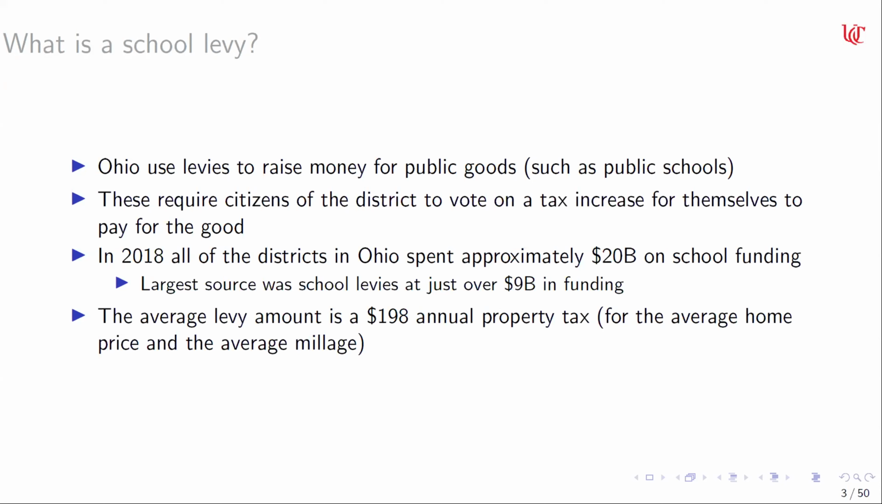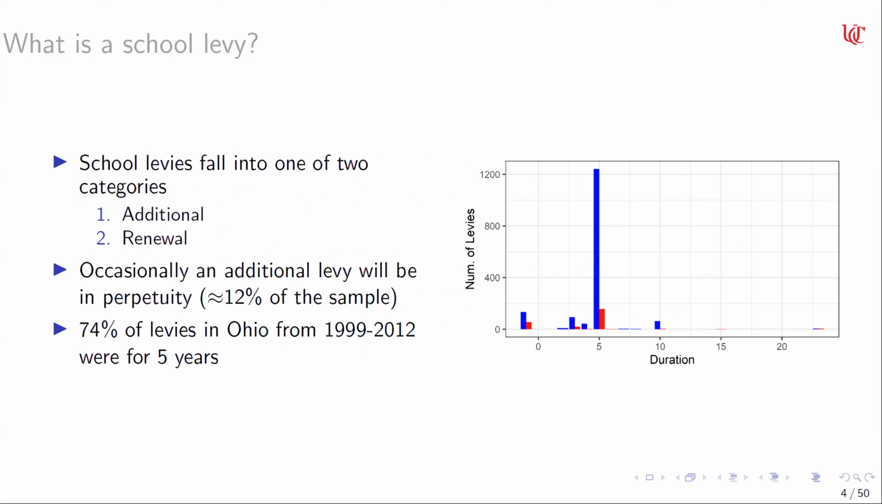So that's just taking the average home price and the average millage, which I'll go over what millage is in a couple slides. School levies can fall into one of two different categories: an additional school levy or a renewal school levy. An additional school levy is when a school district decides that it needs money and is going to ask the citizens to vote themselves a tax increase for this money.